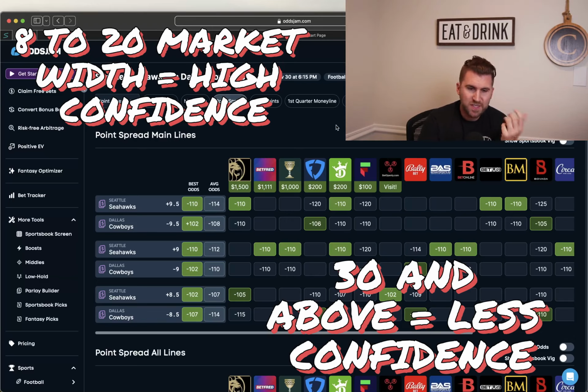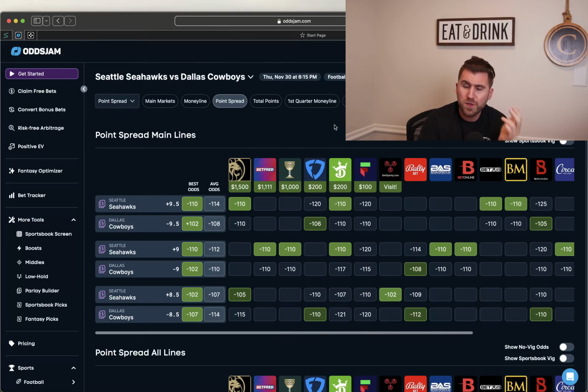So here's the example. We're looking at Seahawks, Cowboys, Thursday night football, right? 9.5, 9, 8.5. There's a little bit of a wide margin here in terms of the point spread. But simply put, if you look at Bookmaker, they're at minus 110 for the Seahawks plus 9.5. They're at minus 110 with the Cowboys minus 9.5. This is 20 cents in market width. Minus 10 plus another minus 10 is 20 cents in market width.